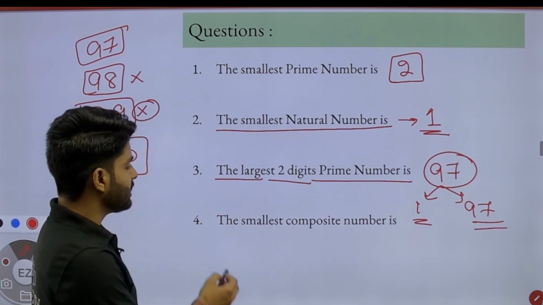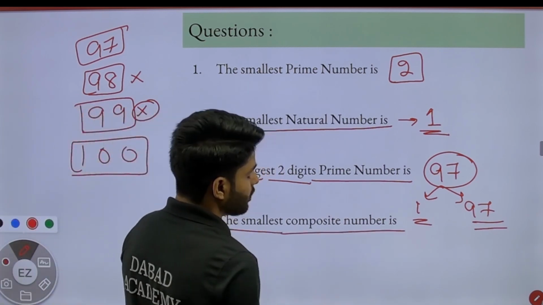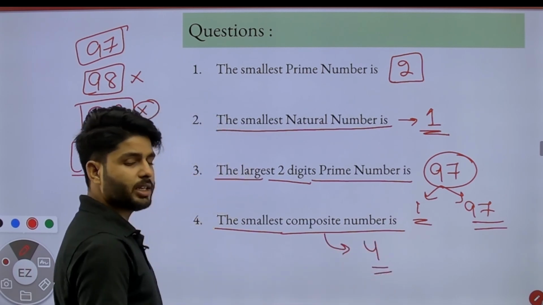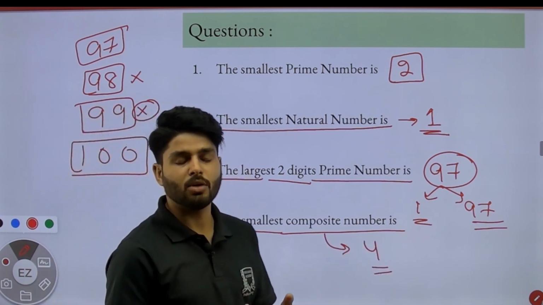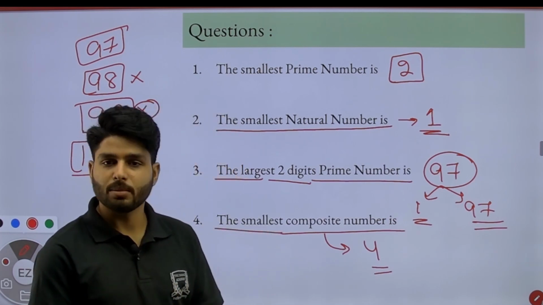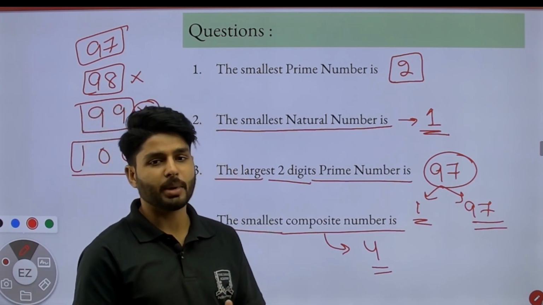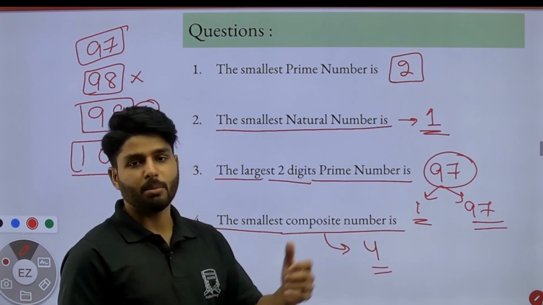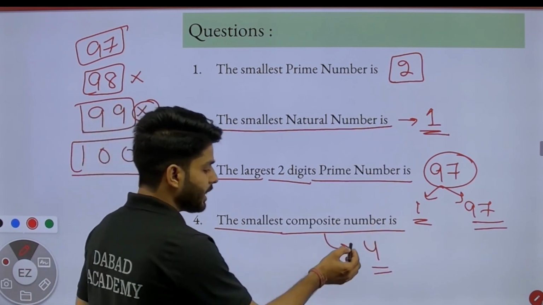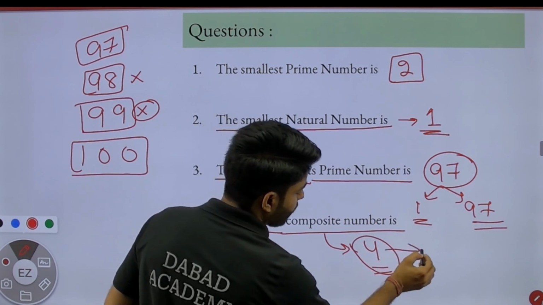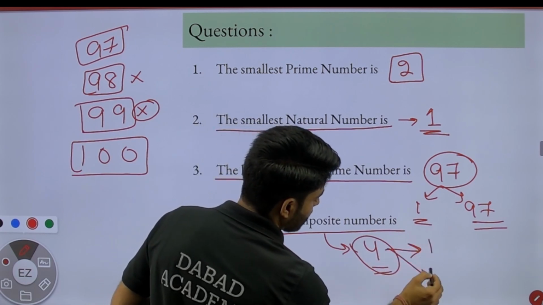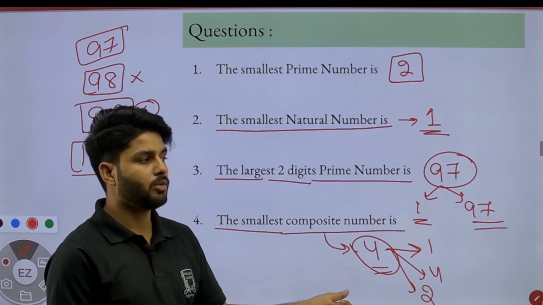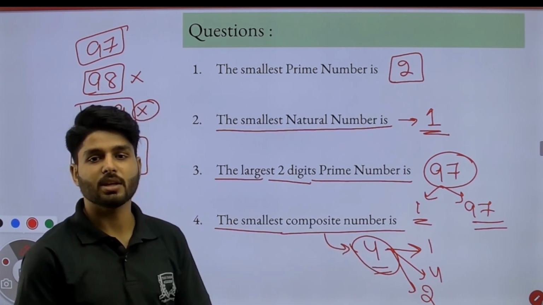And the next question: the smallest composite number है that is 4. We all know 1 is neither a composite number nor a prime number. Then 2 is the smallest prime number, then 3 is also a prime number, then comes 4. Then 4 is the smallest composite number, and we all know a composite number is any number which has more than two factors. The 4 has three factors, that is 1, 2 and 4. So 4 is the smallest composite number.